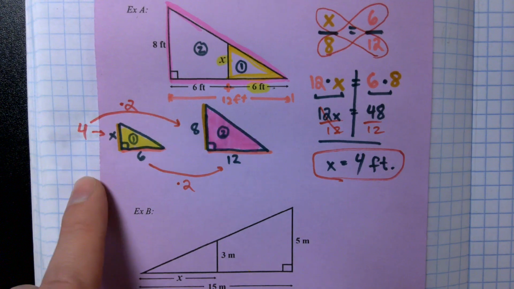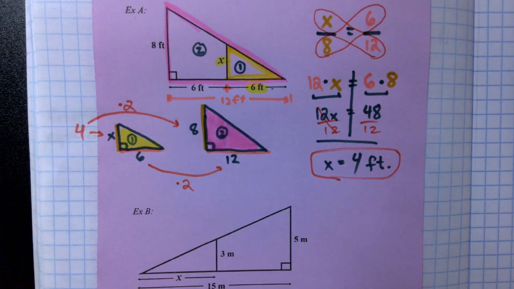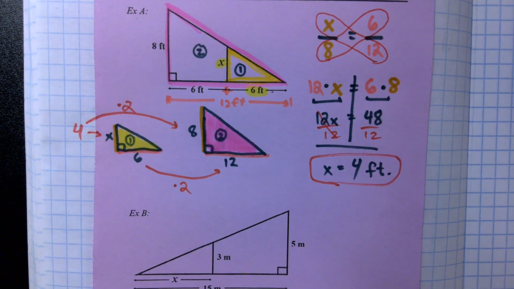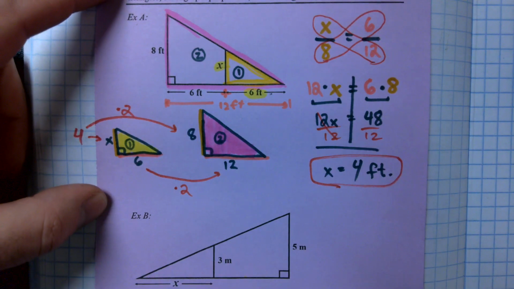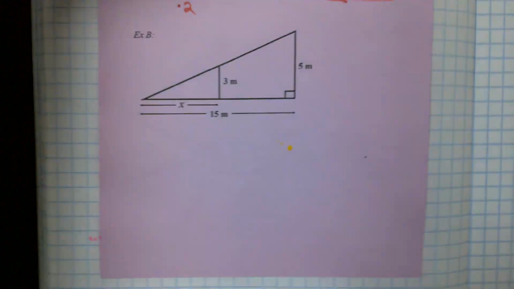It's like a dilation where we took triangle 1, we made it twice as big, now we have triangle 2. Okay? Any questions on that first one? Okay. Take a look at the second one.